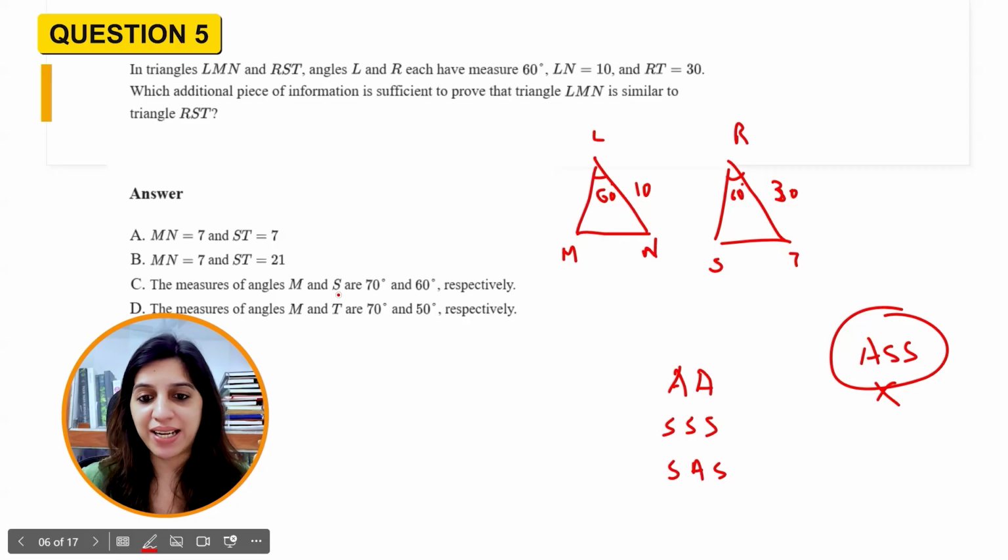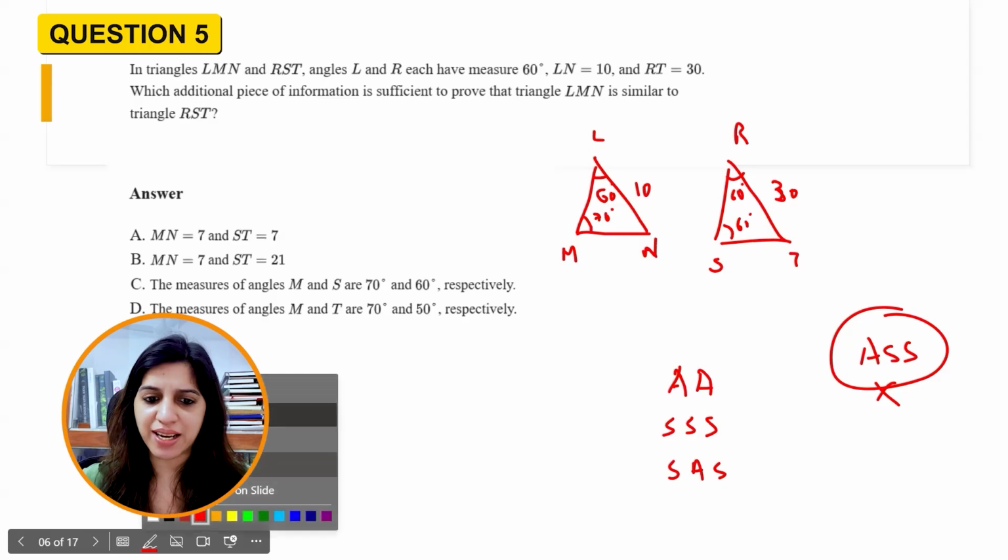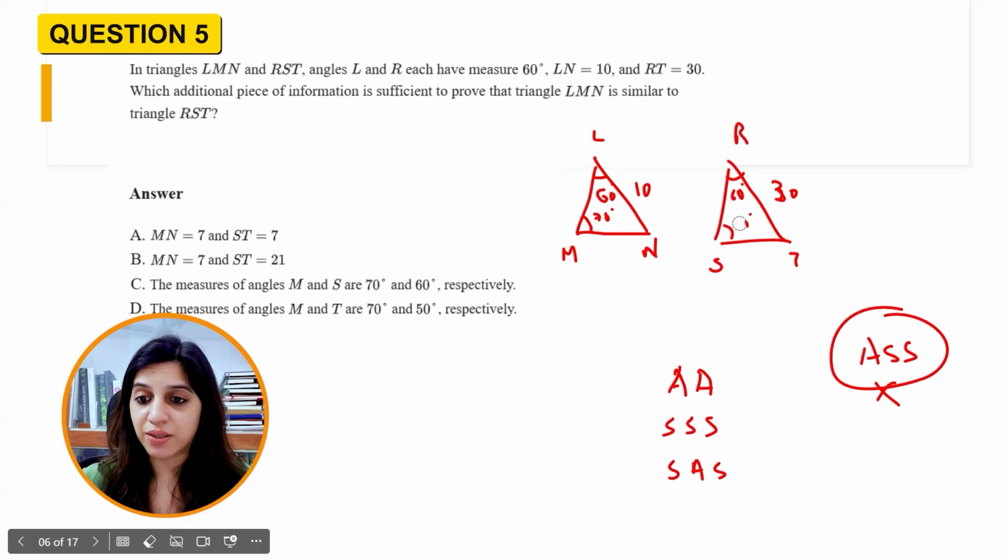Measure of angle M and S are 70 and 60, which means if this becomes 70 and this becomes 60, I don't think so. Because if this becomes 60, then this becomes an equilateral triangle, RST, right? And this does not. So I don't think that's correct also, right? Let's check out the last option.